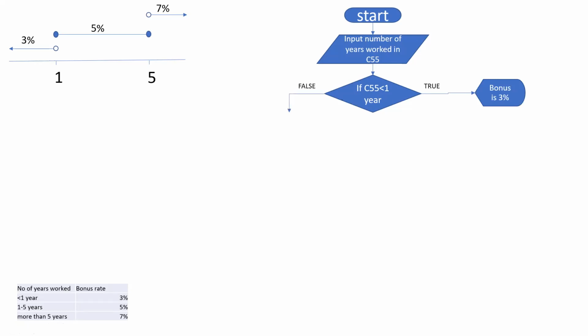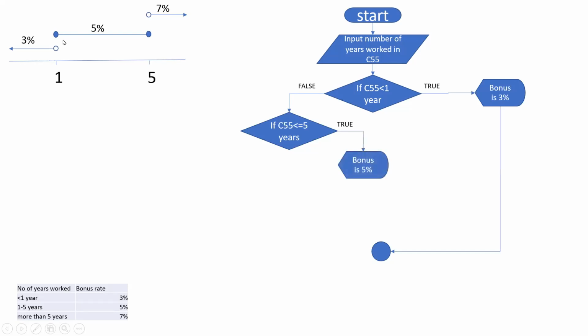Next, if it's false, you cannot stop, you have to keep on checking. Check for the second range, we change up to year 5 here. As I told you, we check from left to right. We check whether C55 is less than or equal to 5 years or not. If it's true, that means it falls into the second range, and the bonus is 5%. But if it's false, you can say that the rate is 7%.